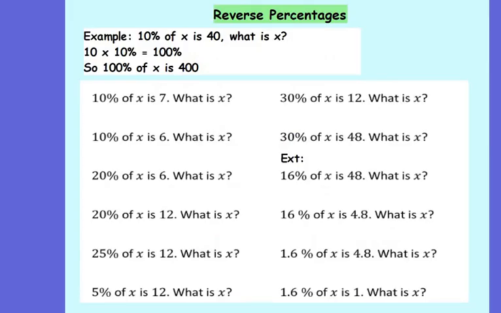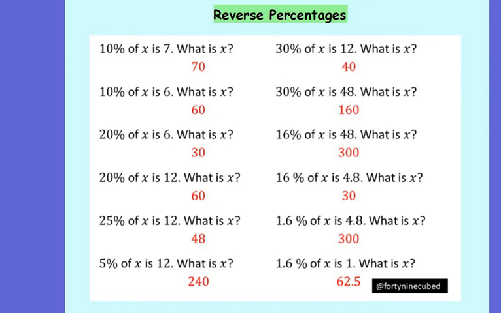Okay, Year 7, in your light blue books, please pause the video for 10 to 15 minutes. Have a go at these questions. Can you work out what the original number might be? I've put an example at the top to help you out. Pause the video and have a go at those now, please. And these are the answers. Please check your work and see how you did.